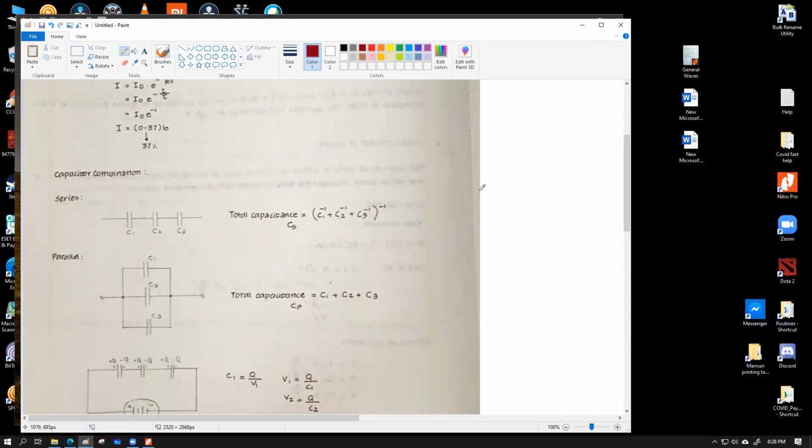In the resistor case, what we learned was that for resistor combinations, the total series resistance is calculated by the sum of the resistors, right? And as for the parallel resistors, the total resistance is calculated by the sum of the inverses. So R1 inverse plus R2 inverse plus R3 inverse plus dot dot, whole inverse. This is what the parallel resistors is about.